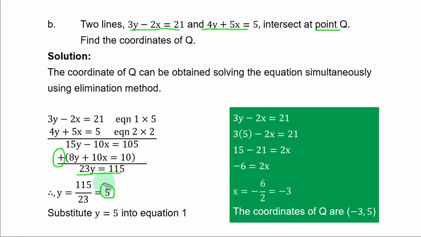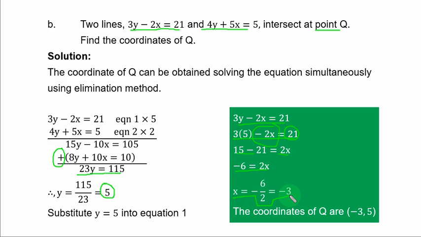To get s, you have to substitute y equal to 5 into equation 1. This is equation 1. Anywhere you see y, you replace it with 5. So you have 3 times 5 minus 2s equal to 21. So you have 15 minus 21. If you transfer this 21 and you transfer this one out, it becomes plus 2s. So you have minus 6 equal to 2s. Divide both sides by 2. s is equal to minus 6 over 2, and that is minus 3.